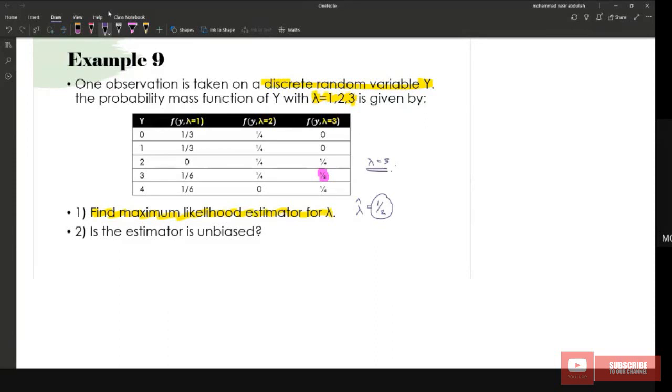So now, when lambda is equal to 3, right, we will get the maximum value. So this is the estimator. The estimator of lambda is equal to 3. So if we put it in the proper equation form, f of y equal to 3 and lambda is also equal to 3. Right. So this is the largest value possible of this probability mass function. So we know that expected of y should be equal to 3, right? Okay, expected of y is equal to 3.